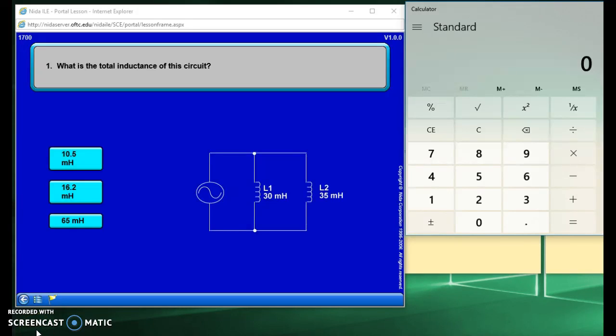Okay, as promised, I said I was going to work a few of these practice problems with you. And we'll do that. We're not going to dwell on some of the easier ones very long.